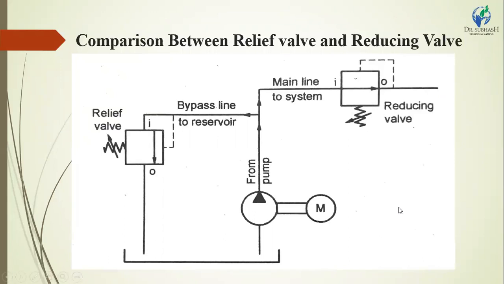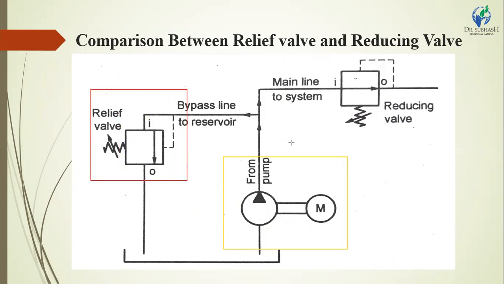Next, comparison between the relief valve and the reducing valve. First we have to study the pressure relief valve, and second the reducing valve. We first have to know the component parts. This is the hydraulic pump and motor set which gives the hydraulic pressure inside the line. Here the pressure relief valve is attached in parallel, and here the pressure reducing valve is attached in series connection in the hydraulic system.